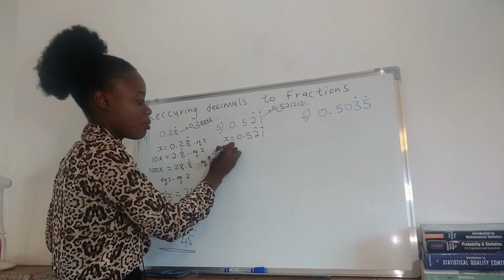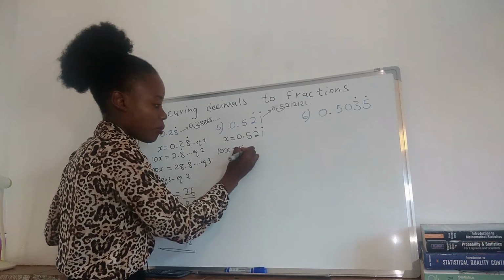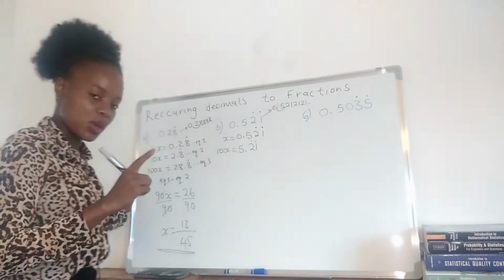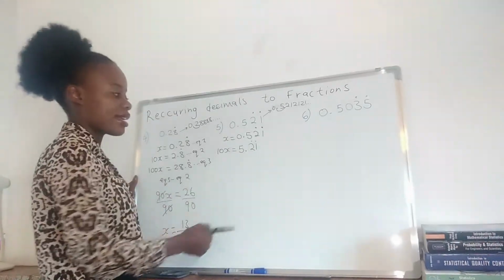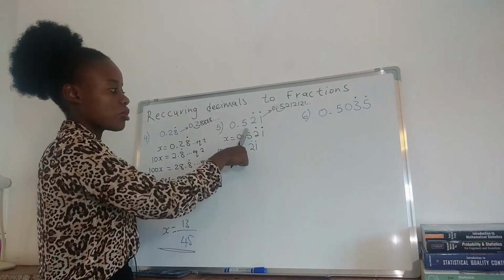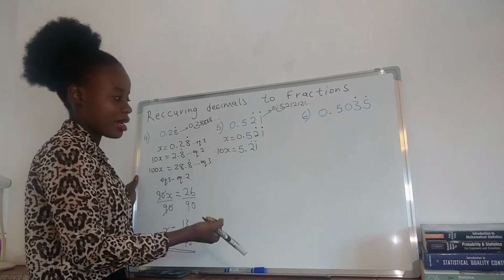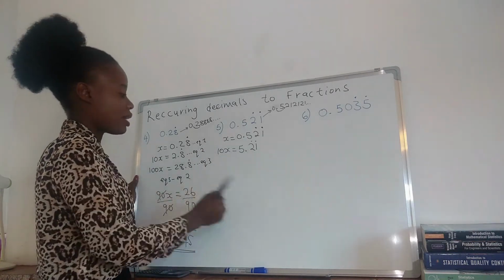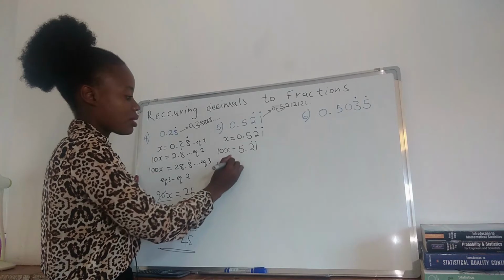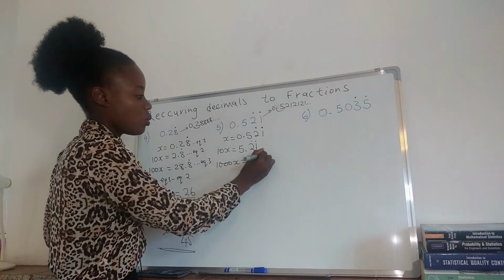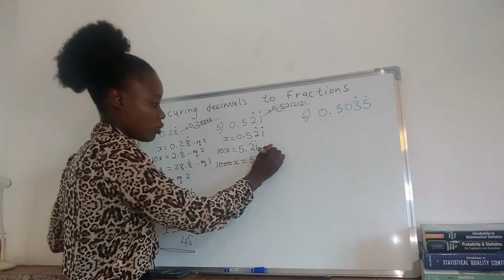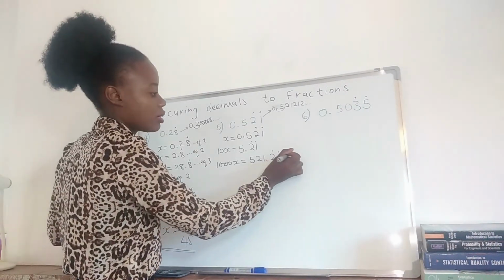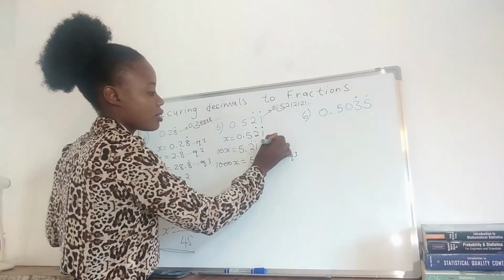Okay, so we're going to move one step so that immediately after the decimal is a recurring number. We multiply by 10 both sides, so we're going to have 10x equals 5.21 recurring. Okay, two equations where immediately after the decimal is a recurring number. This one is out, we're not going to use it because you can see that immediately after the decimal is not a recurring number. Okay, we multiply this one by 100, we're going to have 1000x equals to 521.21 recurring.